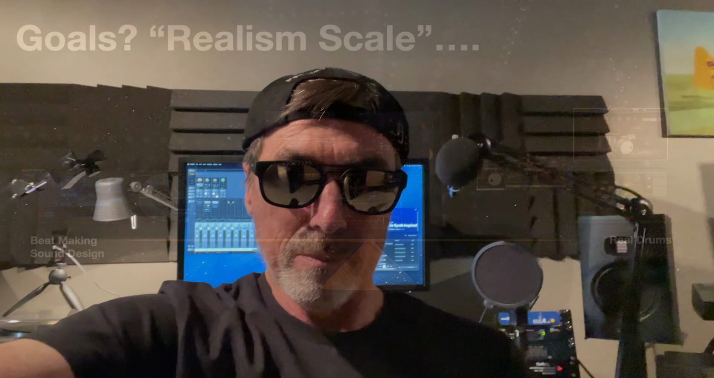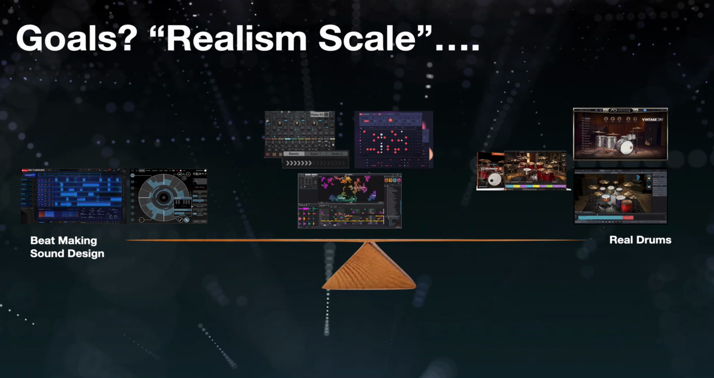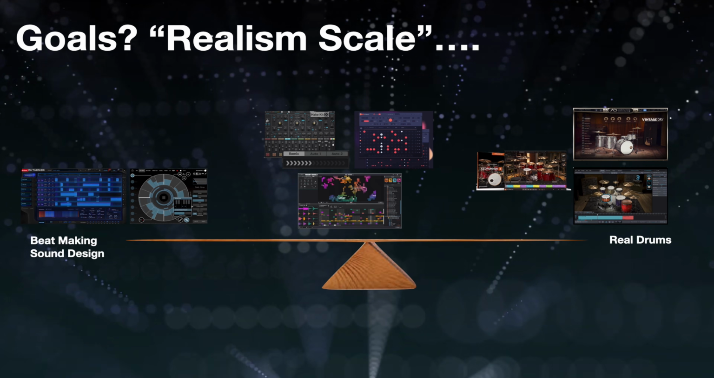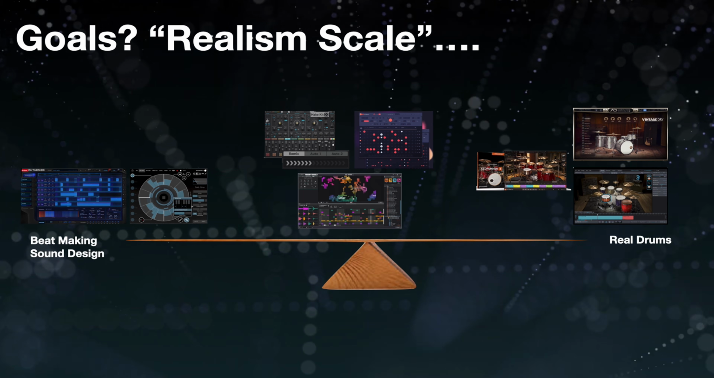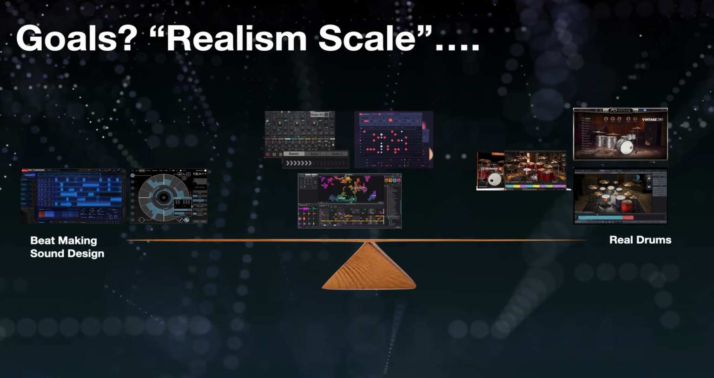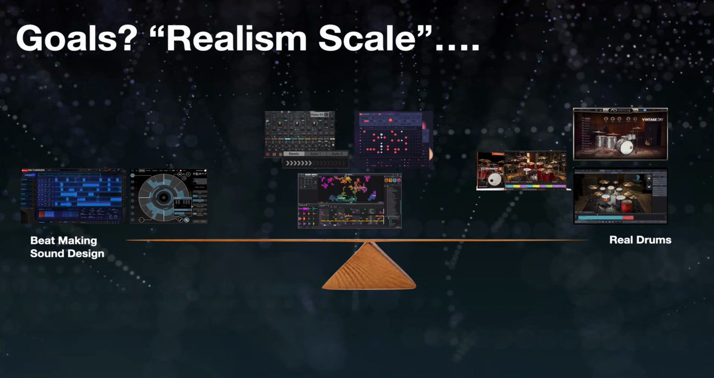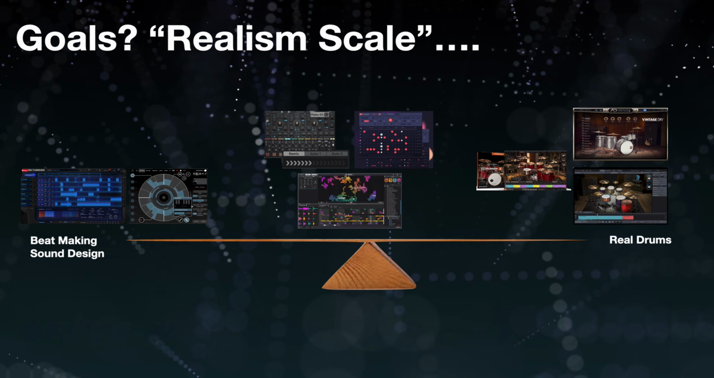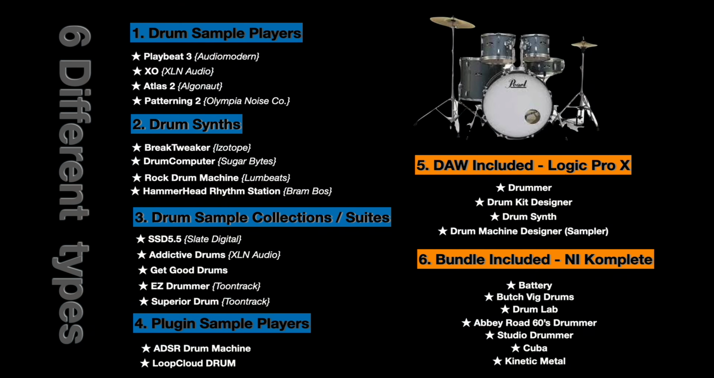But I think you have to look at it from a certain perspective, and I'm going to try and summarize the differentiating criteria so that you can make the best buy decision possible. At the beginning of this video, we talked a little bit about the goals of buying drum software. And we developed this realism scale where on the far left you have software that caters to beat making or sound design or experimental work. And then on the right, you've got software that's meant to replace a drummer. The drums sound real and the performances sound real.